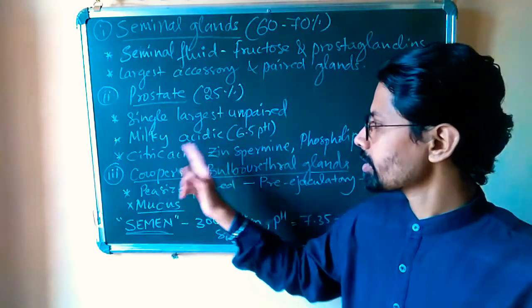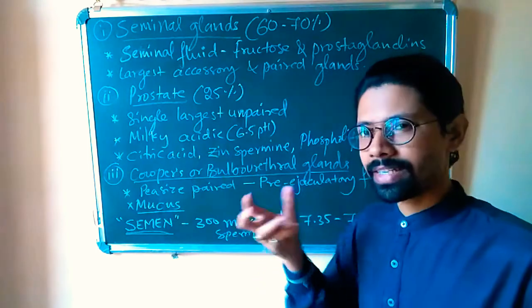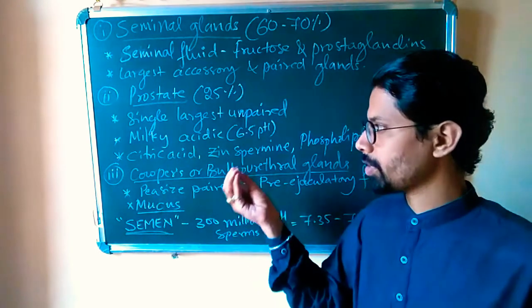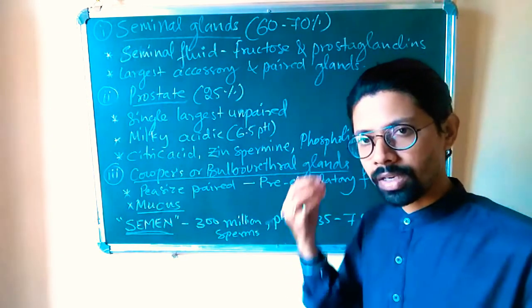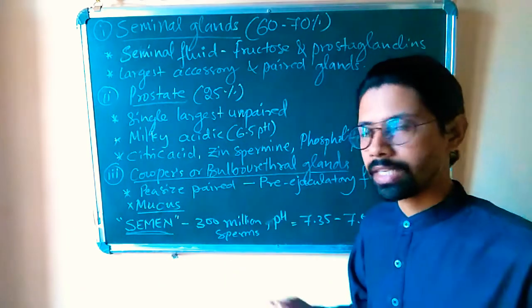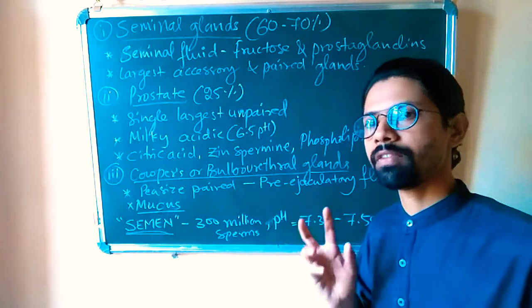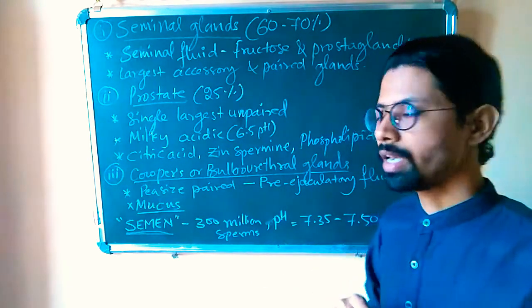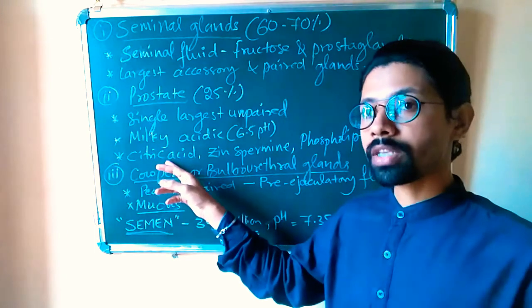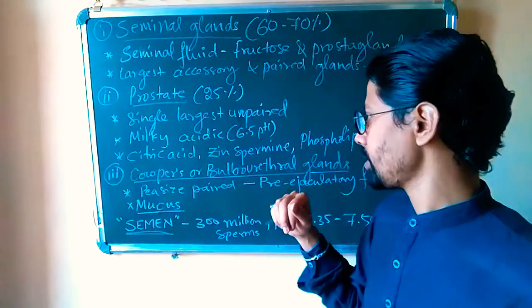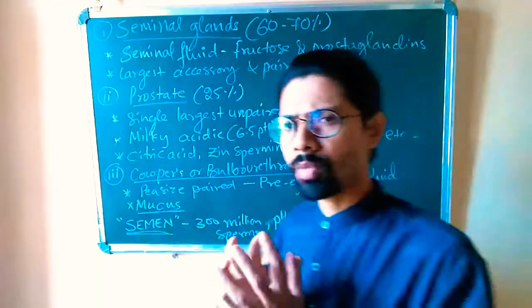It generally secretes a milky, acidic substance. The secretion is called prostatic fluid. It is milky, quite liquid and acidic in nature. The pH of the secretion of the prostate is around 6.5, which is slightly acidic. What is the reason for the acidic pH? It secretes citric acid, then zinc, spermine, phospholipids and many other things.